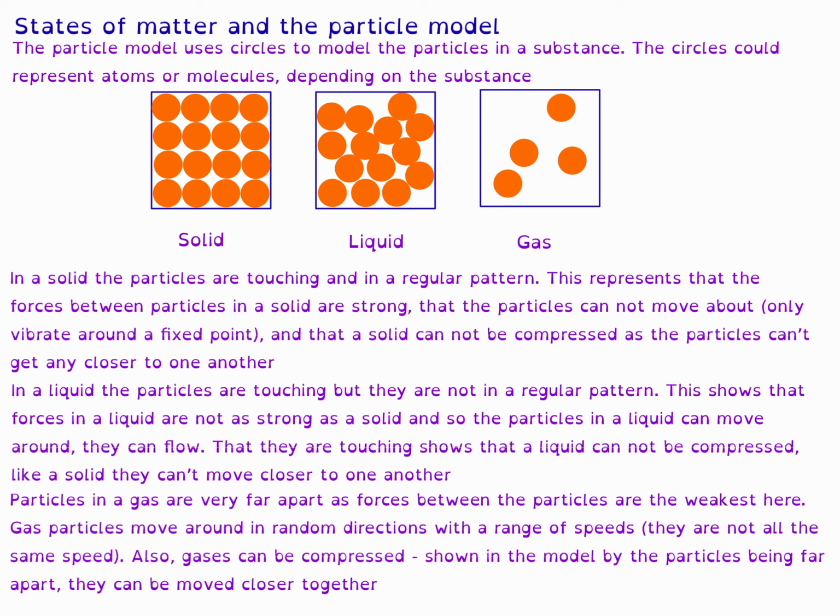Particles in a gas are very far apart, as the forces between the particles are the weakest here. Gas particles move around in random directions with a range of speeds. They are not all at the same speed. Also, gases can be compressed. This is shown in the model by the particles being far apart and that they can be moved closer together.